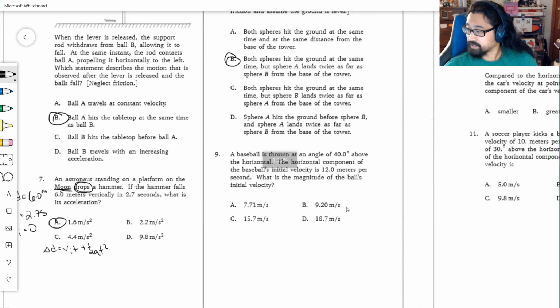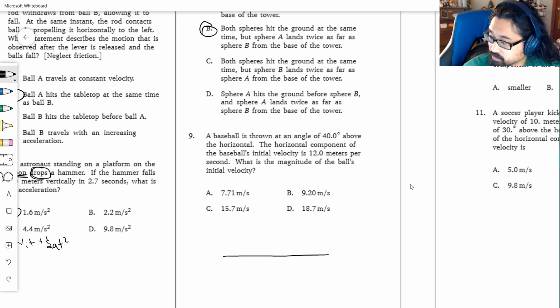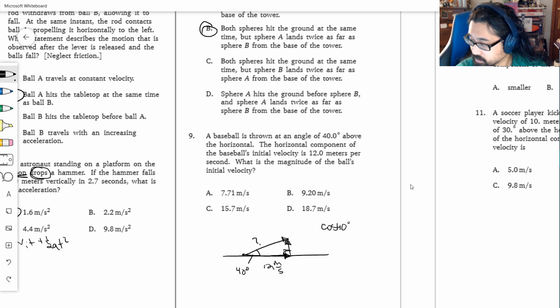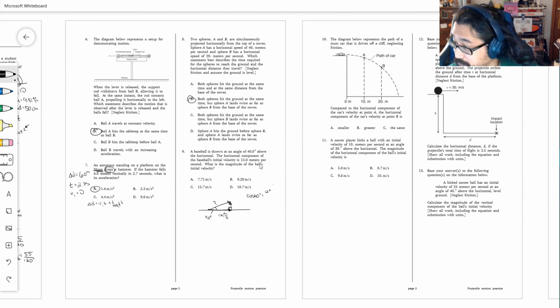Alright. Now, looking at number 9, a baseball is thrown at an angle of 40 degrees above the horizontal. So here's the horizontal. I know that this is 40 degrees. And it tells us the horizontal component. So this piece down here is 12 meters per second. I want to know what was the initial, so what is this side? Well, again, I have this triangle. I have the adjacent side, I have an angle, and I have hypotenuse. So cosine of 40 is the adjacent side. Oh, don't do it. Unbelievable.